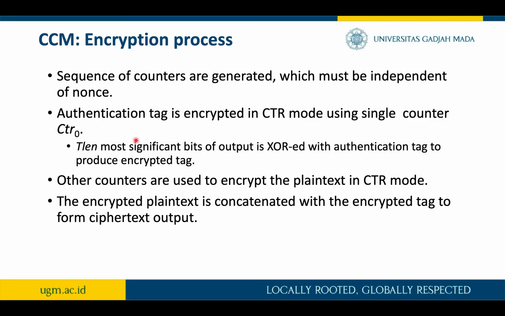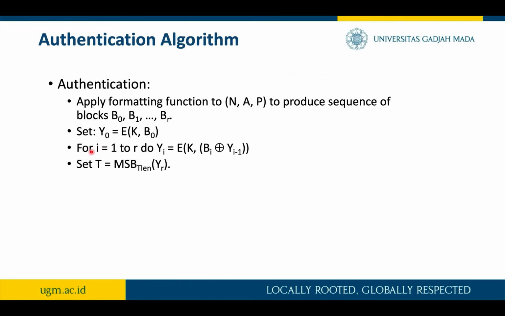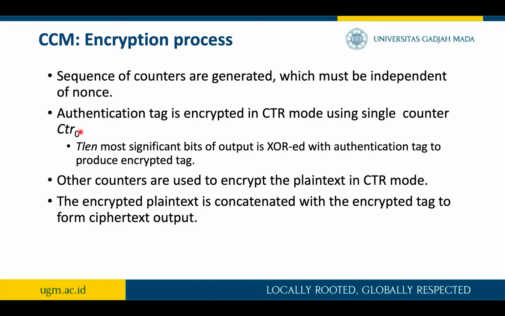So we encrypt the authentication tag, the one that we already get here, and we use counter 0 to encrypt the authentication tag. Counter 0 is the first counter. Other counters are used to encrypt the plain text. The encrypted plain text is concatenated with the encrypted tag to form the ciphertext output.